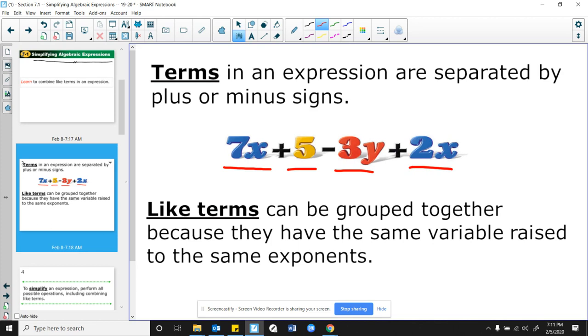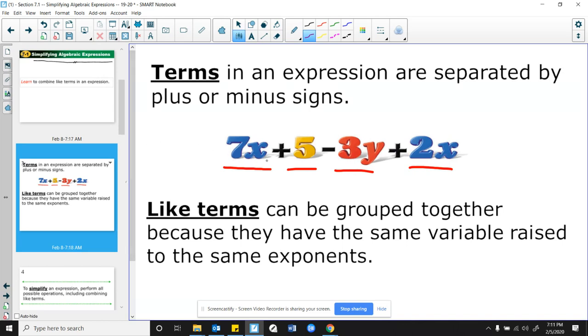Now, the second definition, like terms, okay? Like terms can be grouped together because they have the same variable raised to the same exponents. Now, Mr. Spottleson is going to be very strict with you, okay? Every time we combine like terms to start out, you are going to circle, star, triangle, whatever you want to do to make sure it stands out that these are like terms.